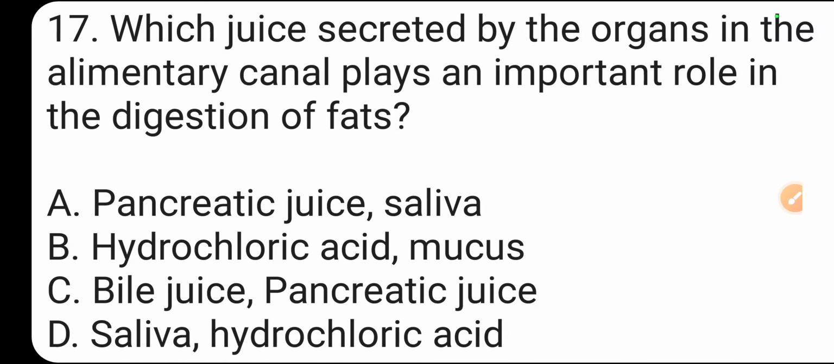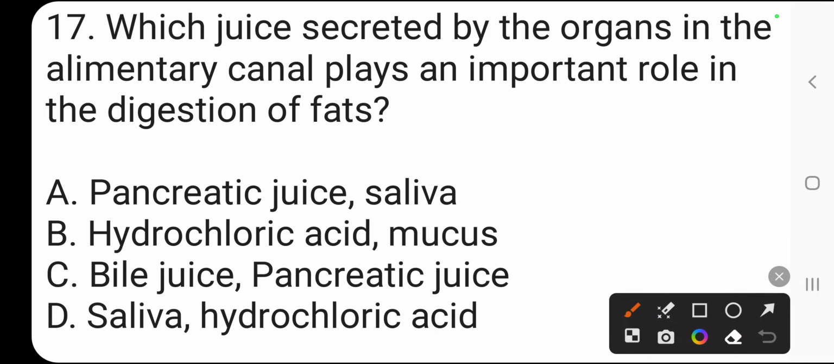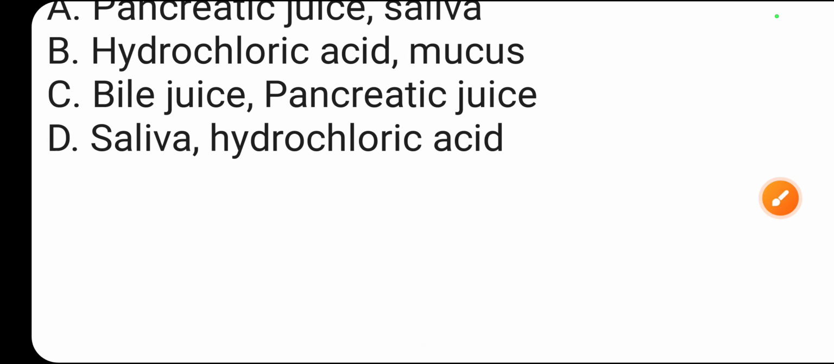Next question. Which juice secreted by the organs in the alimentary canal helps in the digestion of fats? So, the digestion of fats is done by bile juice and pancreatic juice. Answer is C. We'll see some notes here.